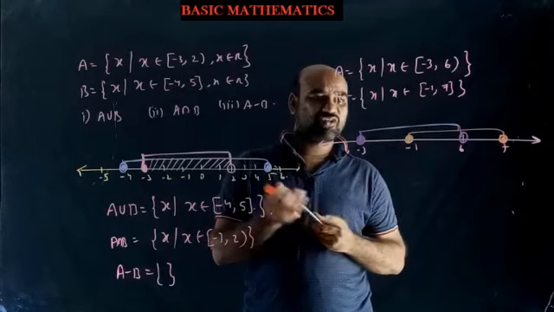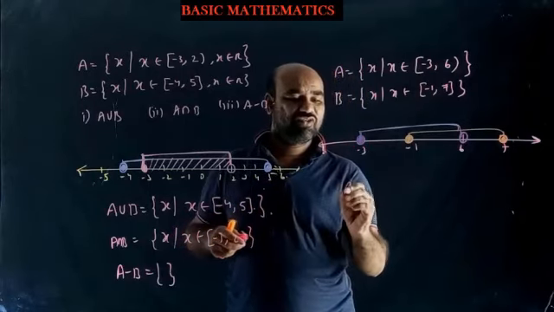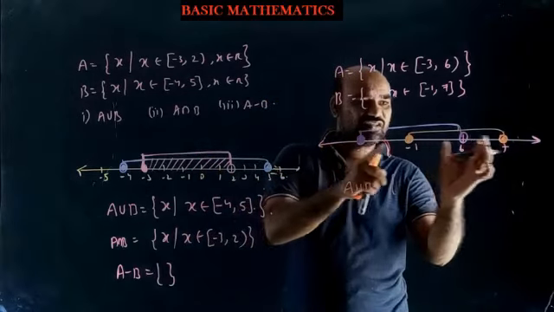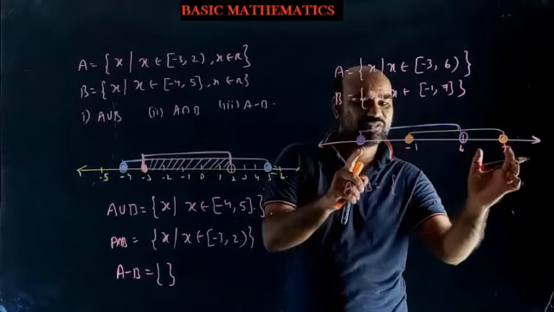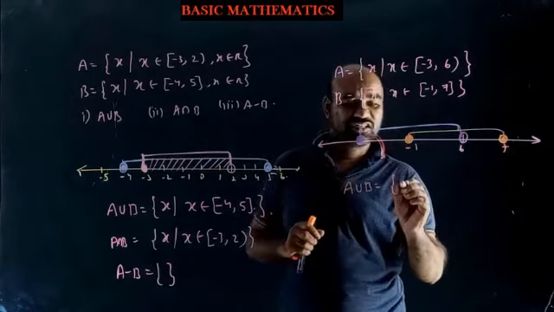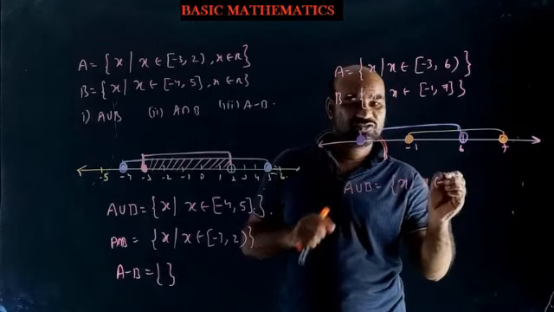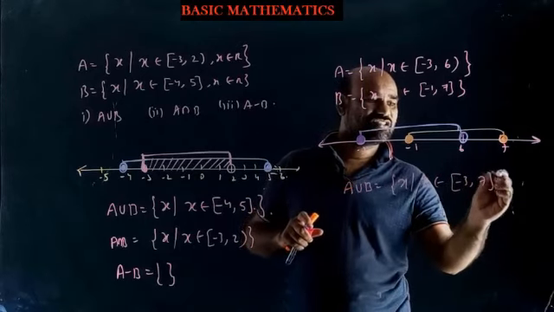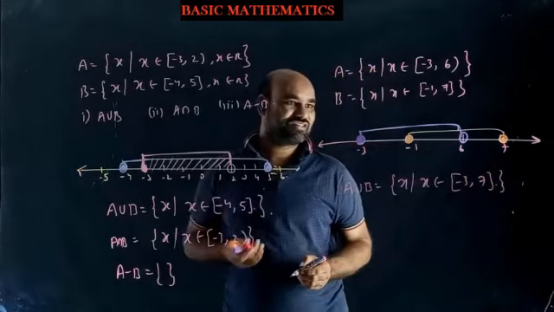So I will write, observe here. A union B I want. Union means all elements. All elements from set B and set A. All means minus 3 to 7. X such that X belongs to closed minus 3 to closed 7. This is the A union B set.